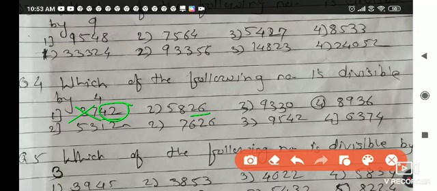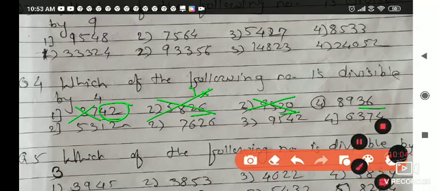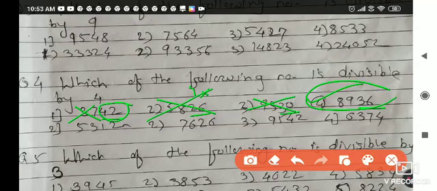26, if you say the table of 4, 4 sixes are 24. If you divide this 26 by 4, this number is not divisible by 4. Next it is 30. 30 is also not divisible by 4. 36. 36 is divisible by 4, because 4 nines are 36, and that's why this number is divisible by 4. Okay.